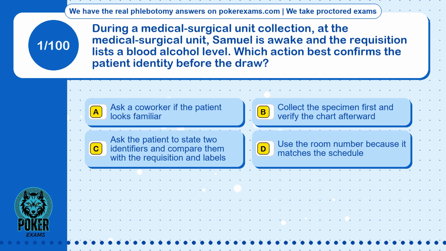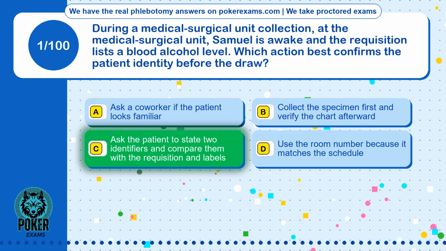Question 1. During a medical surgical unit collection, Samuel is awake and the requisition lists a blood alcohol level. Which action best confirms the patient identity before the draw? Option A. Ask a co-worker if the patient looks familiar. Option B. Collect the specimen first and verify the chart afterward. Option C. Ask the patient to state two identifiers and compare them with the requisition and labels. Option D. Use the room number because it matches the schedule.